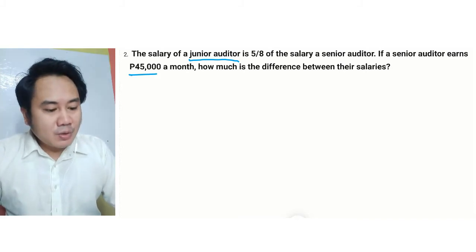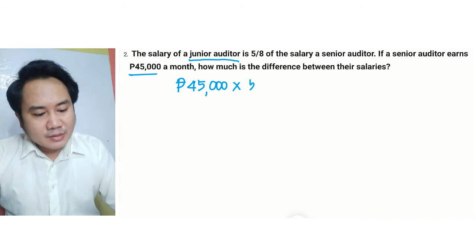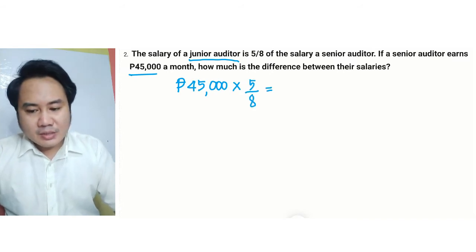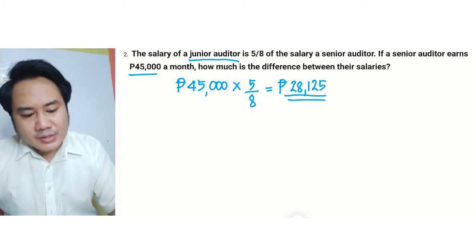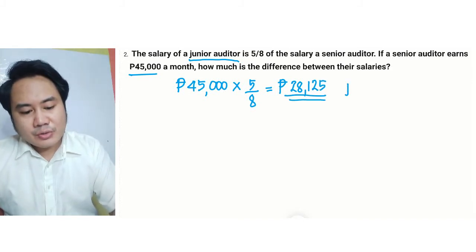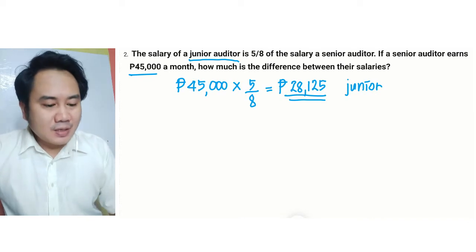45,000. We will multiply 45,000 by 5/8. And the result is 28,125. This is the salary of the junior auditor. But, hindi yan yung hinahanap natin.